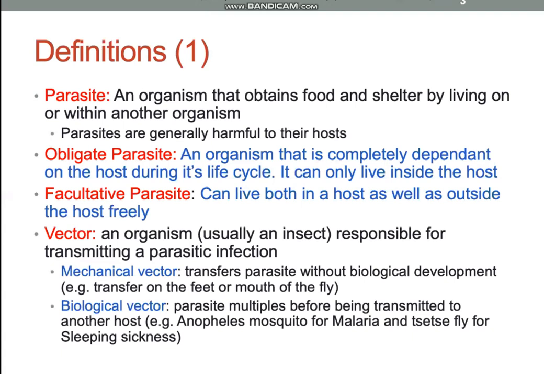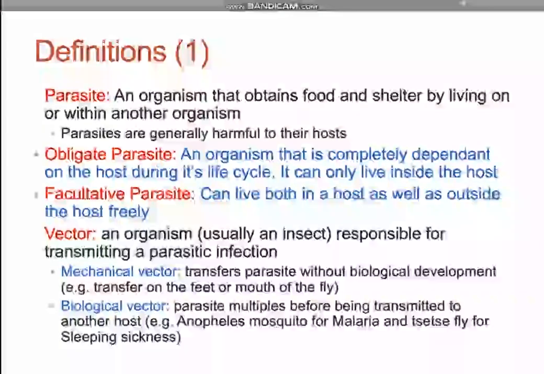Okay? Inside this vector, the parasite will continue the life cycle. It will be transferred from one stage to another stage. But biological vector is more important, okay, than a mechanical vector for the life cycle of the host.